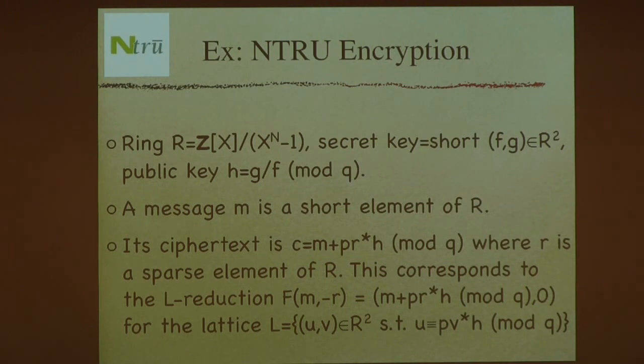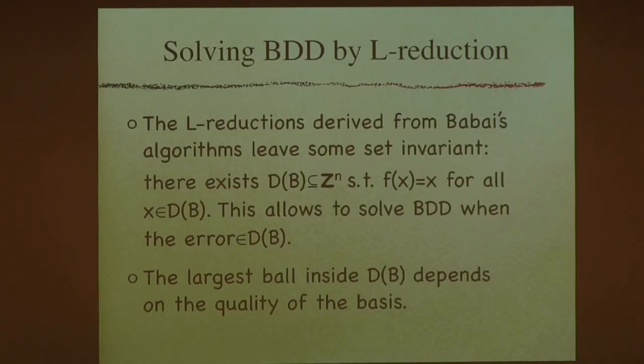So we just saw that we can easily build a one-way function based on the hardness of bounded distance decoding. And you could ask, what is the benefit of doing this? It's going to be more efficient than in the general case. Here, the reduction is very efficient. Now, how do we invert? How do you solve BDD? Well, it turns out that, surprisingly, the same L reduction, when it comes from Babai algorithms, also works in the other direction. If you're familiar with Babai algorithms, you see that they leave some set invariant.